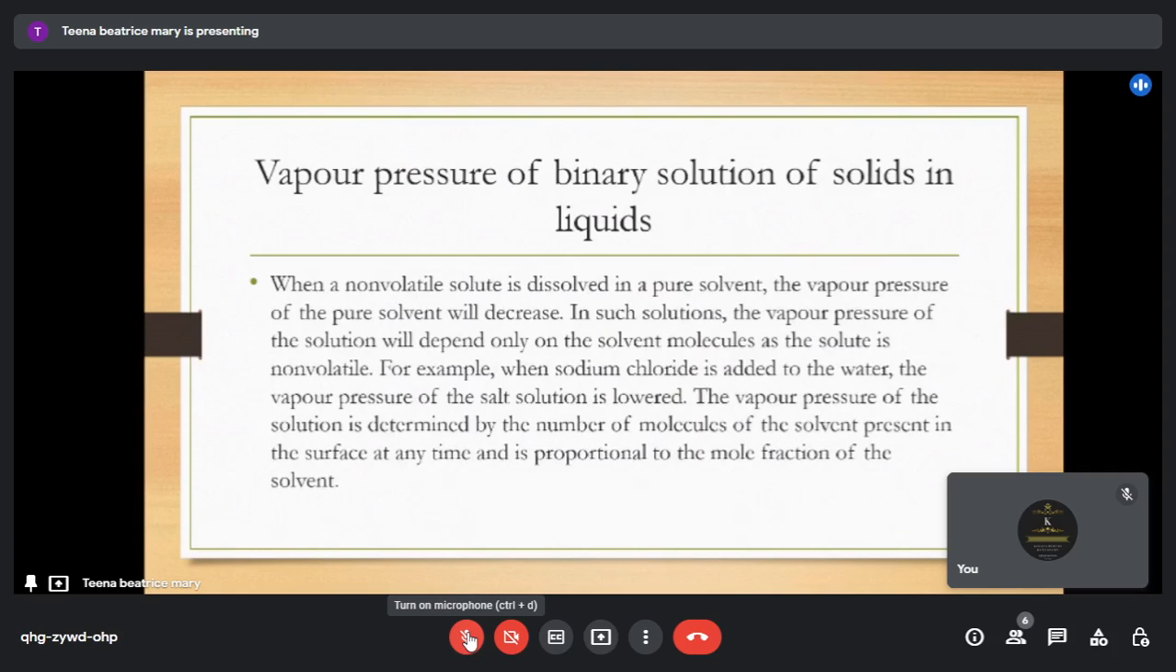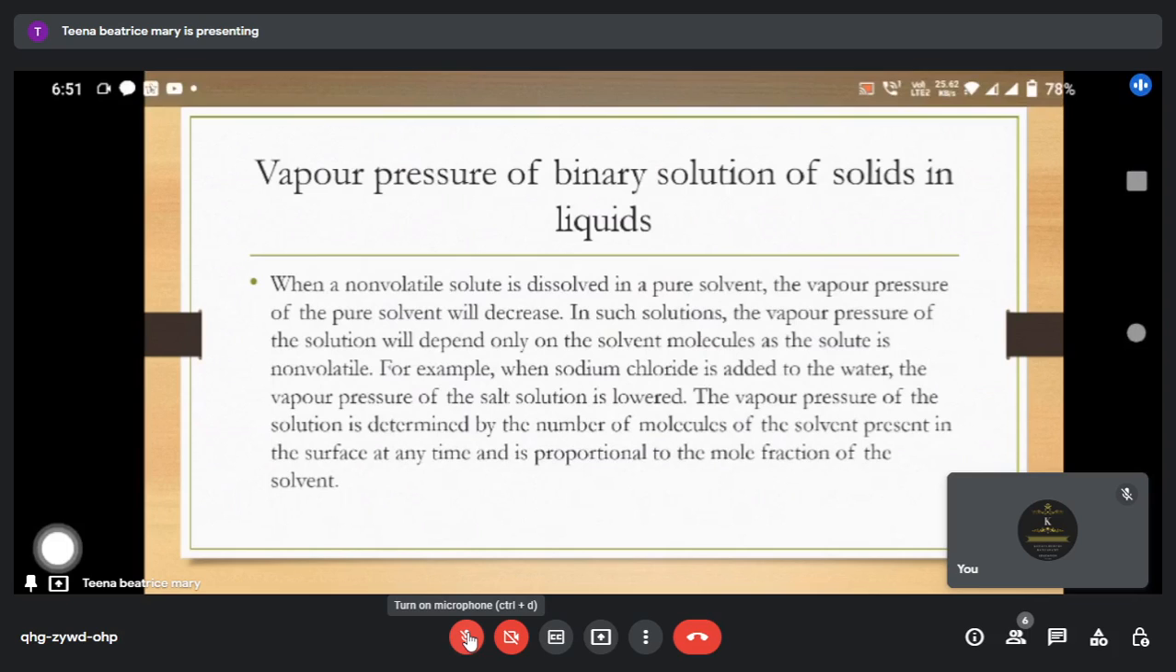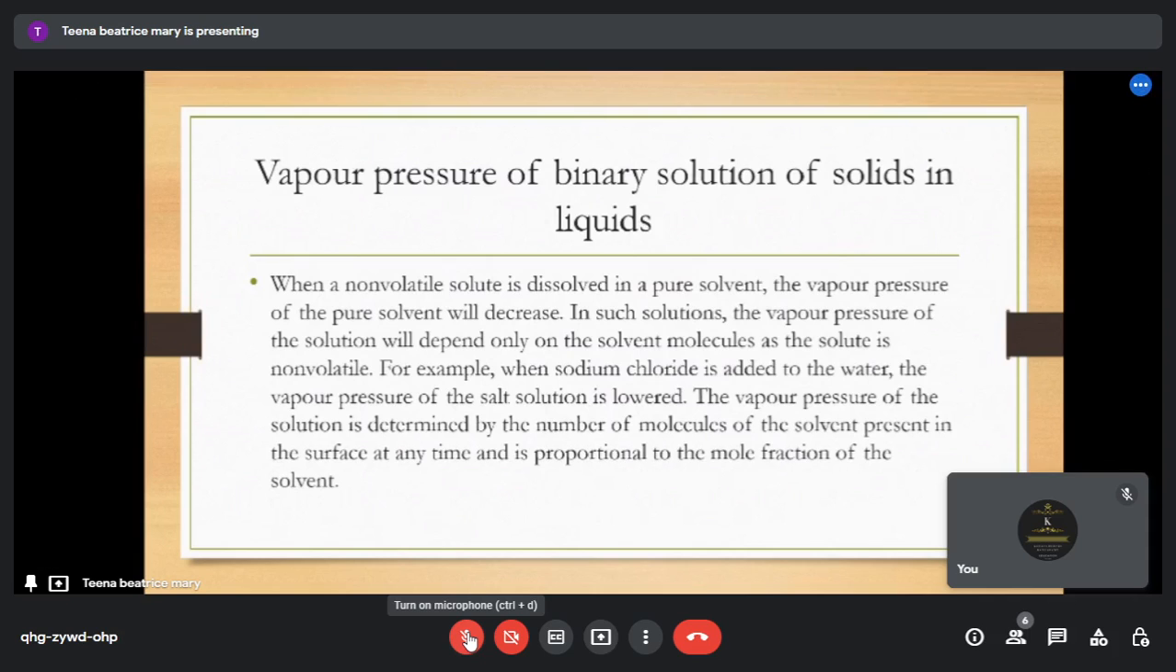Now we are going to see what the difference is for solids in liquids. When a non-volatile solute is dissolved in a pure solvent, the vapor pressure of the pure solvent will decrease. Can anyone tell me why it decreases? What factor may be affecting it over there?